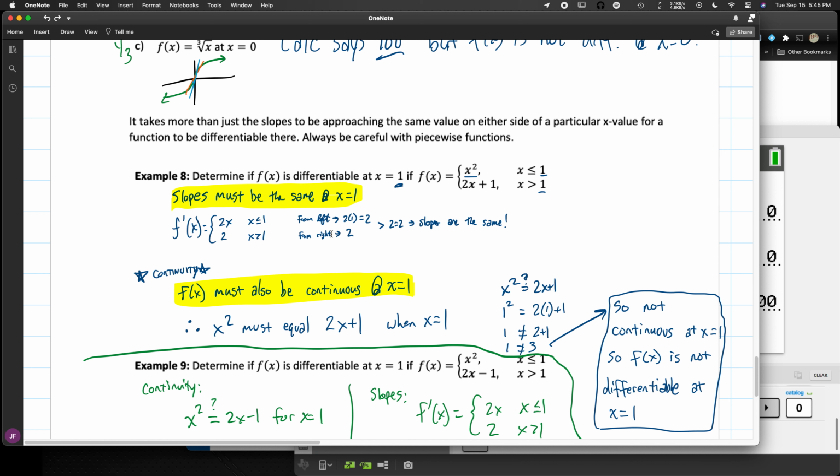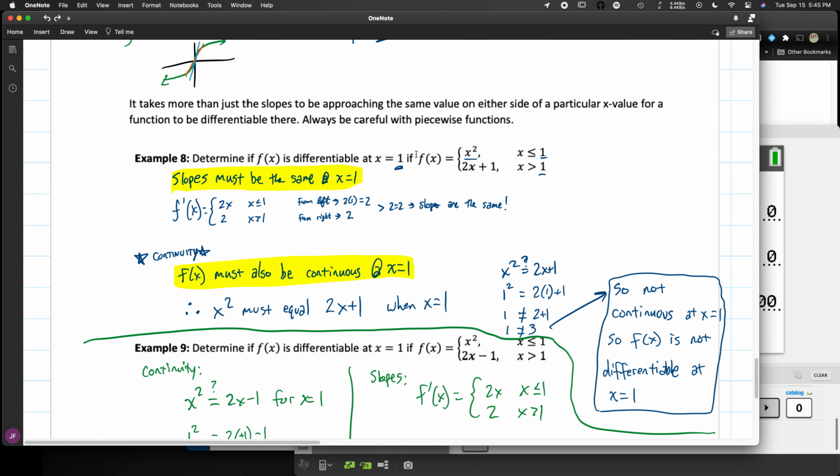Coming from the right, it's going to be 2 regardless of what our x value is. So slopes are the same. Check. Second part is continuity. Since we're approaching x equals 1, this is where our piecewise is split. So we've got to make sure that we're getting the same y value at either end, and there's not a gap or a jump discontinuity.